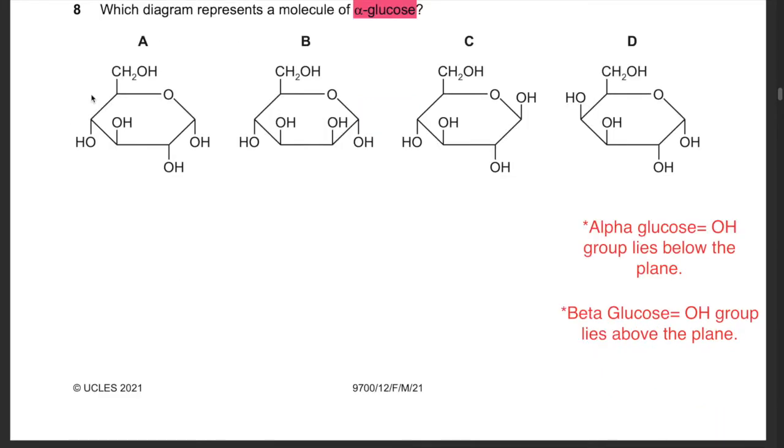Question 8. Which diagram represents a molecule of alpha glucose? In alpha glucose, the OH group or the hydroxyl group lies below the plane, which is there in A and B. However, in C and D, the OH group lies above the plane, therefore it's not alpha glucose, but rather beta glucose. If you have to choose between A and B, in B there are 2 OH groups which lie side by side, which is wrong. Therefore the answer is A.